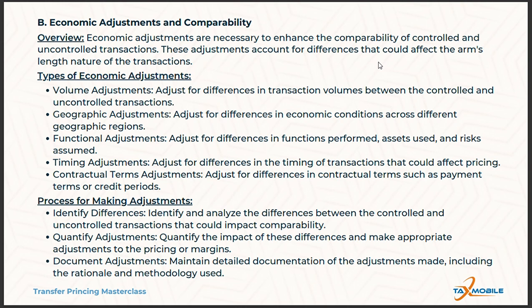Now, with respect to functional adjustment, sometimes the functions performed by the related parties differ from those performed by independent comparables. If the controlled entities perform a more critical function, such as product development, compared to an independent comparable, we will make a functional adjustment to account for this. Now, timing difference or timing adjustment as well.